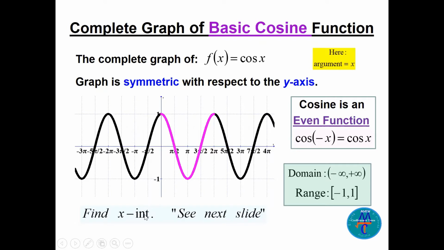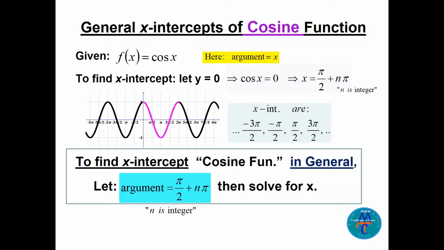Now to find the x-intercept, we let y equal 0, and we see the next slide. This is a little different from the sine. X-intercept, put y equals 0. So we say cosine is equal to 0. What are the values of x that will make cosine 0? So the answer here is x equals pi over 2 plus n pi. There are many values of x that will make the cosine 0.